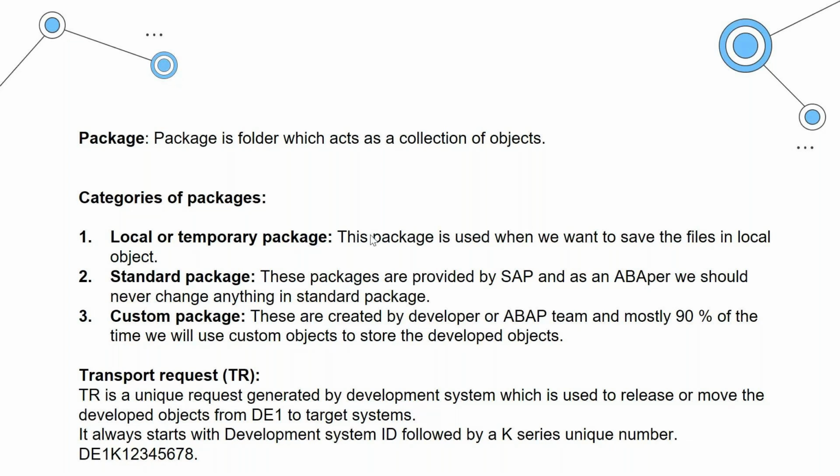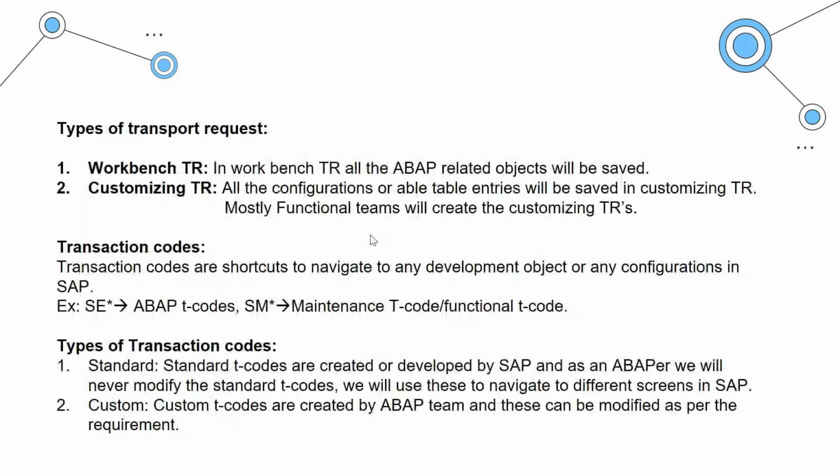No matter which project you get into, you will always have the same naming convention for your transport request. The first three letters will be your system ID, whatever the system name is. Then after that, you will have K. After K, you will have a unique, auto generated number.